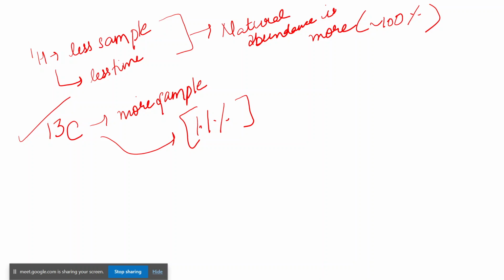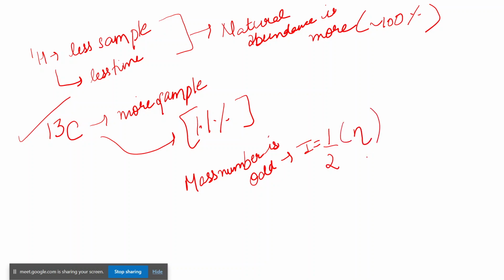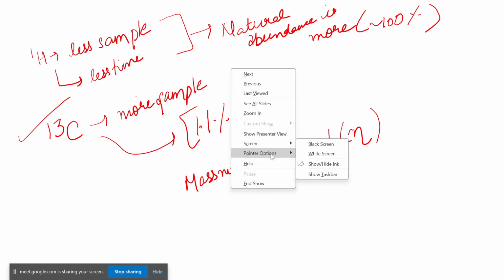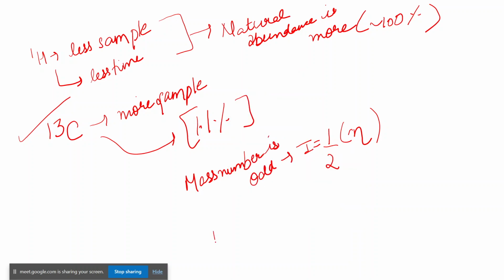Also, you can just remember one thing: if your mass number is odd, then the I value will be half into n. So it will be an integral of half when your mass number is odd. Suppose your n can vary from 1 to anything. And if your mass number is even, then your value of I will be a whole number. It will be 1, 2, 3 and so on.